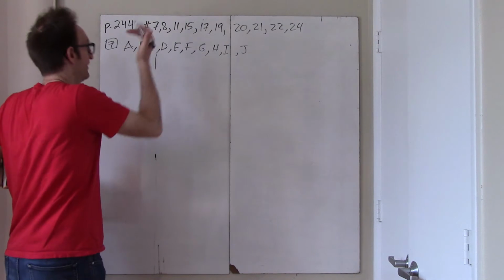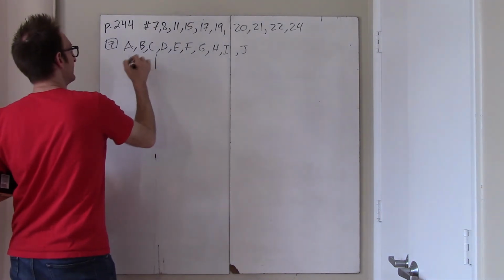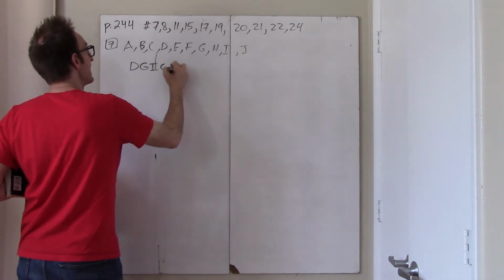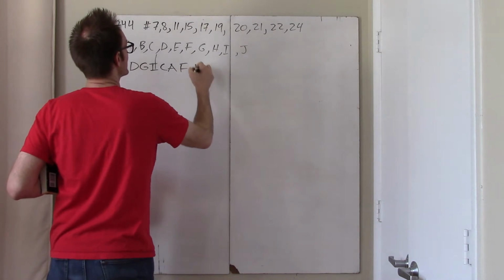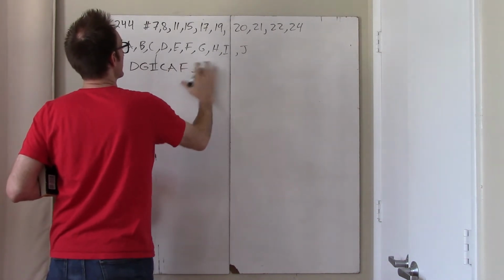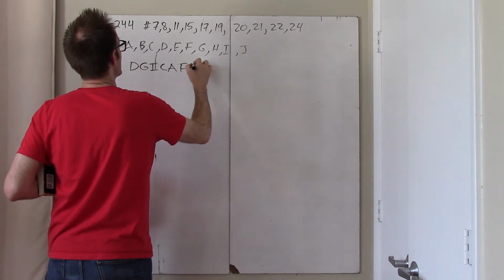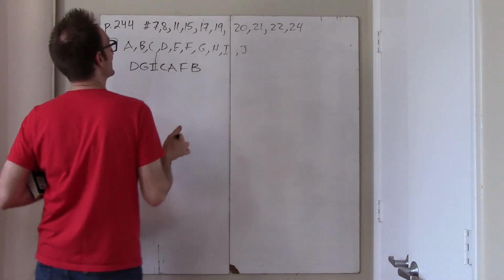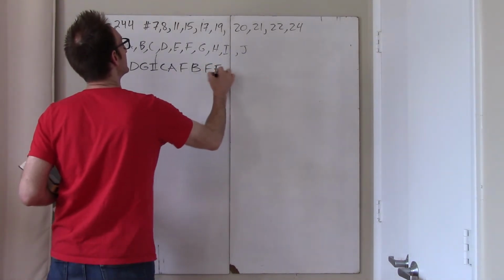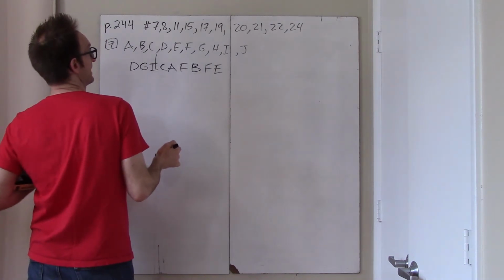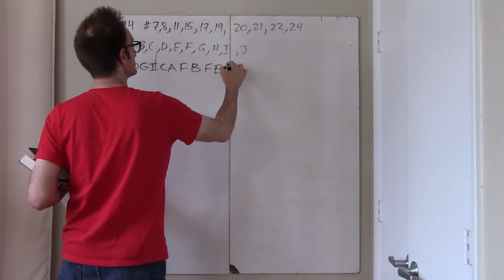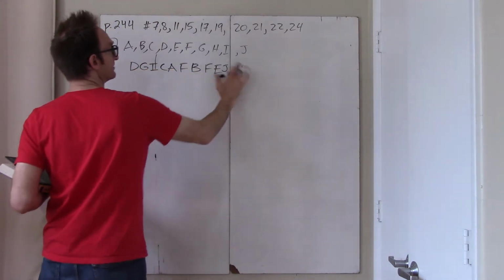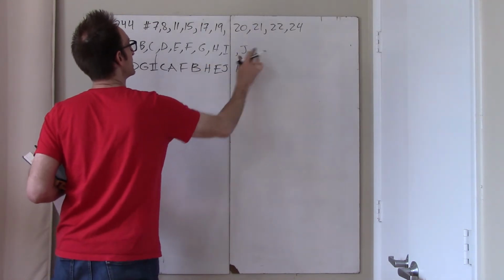Okay, so just to take an arbitrary string, so D, G, I, C, A, F, and so on. What's left? E, F, so we'll do F, E, and then H and J, so we'll do J, H. Okay, 1, 2, 3, 4, 5, 6, 7, 8, 9, 10, 11, because I'm dumb, and I'll put the H here.